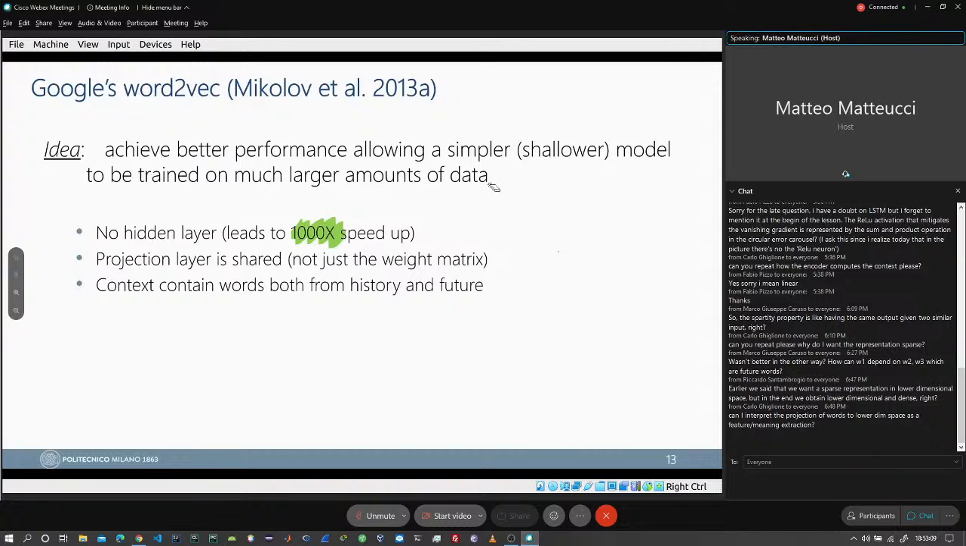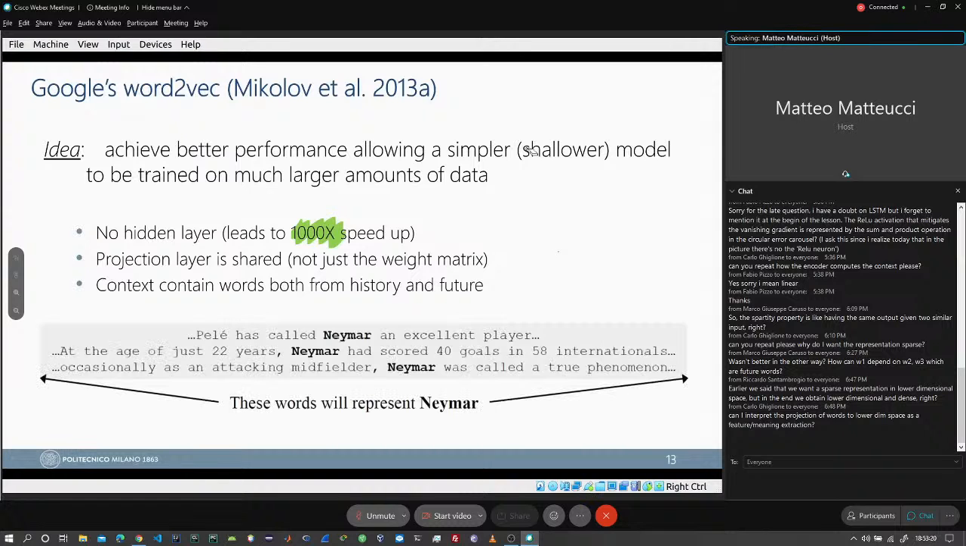They removed one word and they tried to predict the missing word from the surrounding ones. So it means that instead of, let's say, using text prediction, they did something like trying to predict this word, which is Neymar, by the words that surround it, like "Pelé has scaled an excellent player, or occasionally as an attacking midfielder, Neymar was called the true phenomenon."